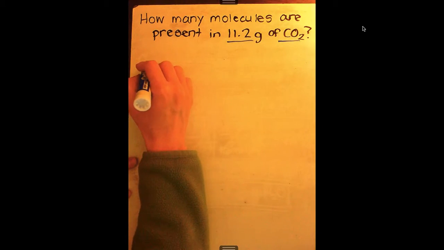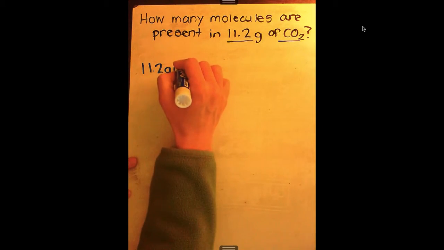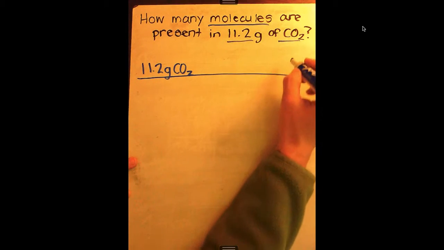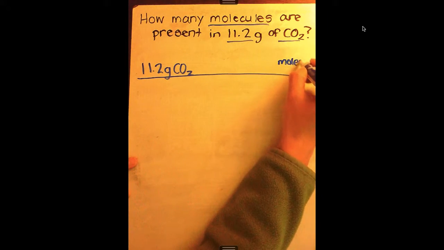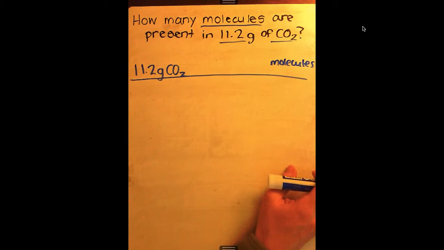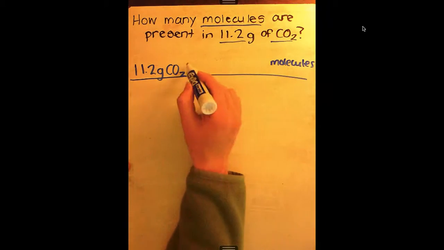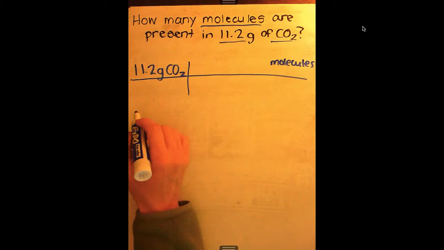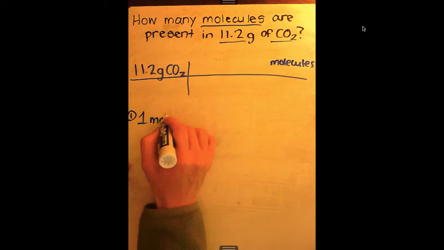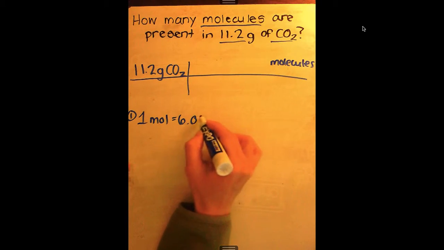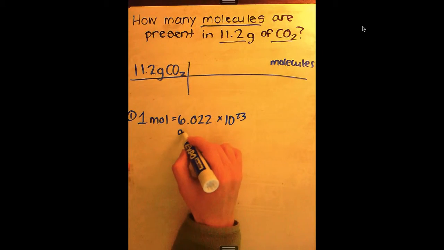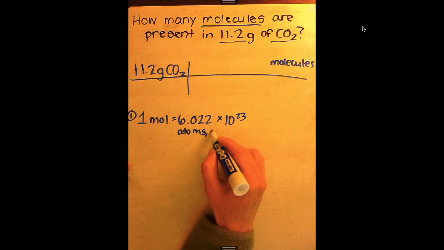So let's start by writing down 11.2 grams of CO2, and it is asking us how many molecules are present in that. So I'm going to write down molecules. Okay, so here we are, and I'm going to draw my T-chart. Think about the conversion factors you have. The first conversion factor we talked about is that 1 mole of anything equals the value 6.022 times 10 to the 23rd. And we said that typically in chemistry that is referring to atoms, particles, or molecules.